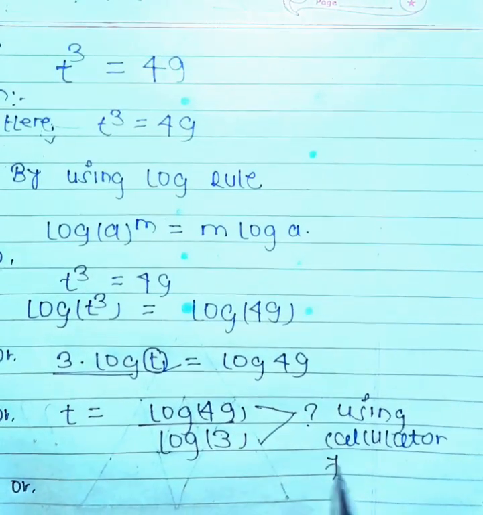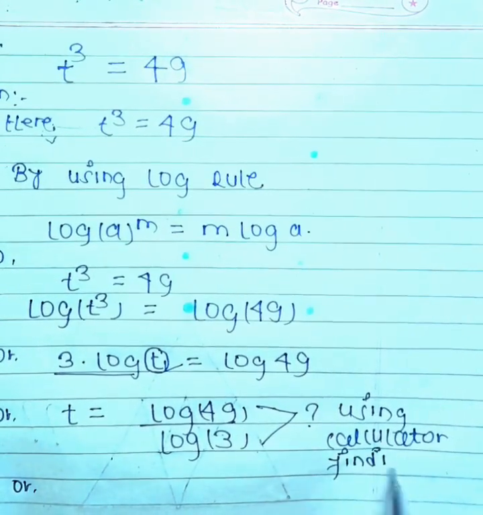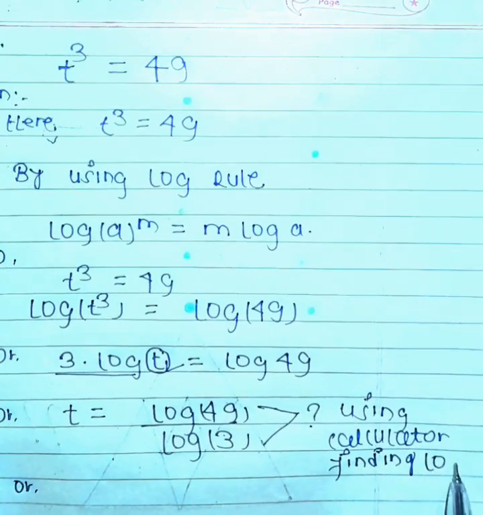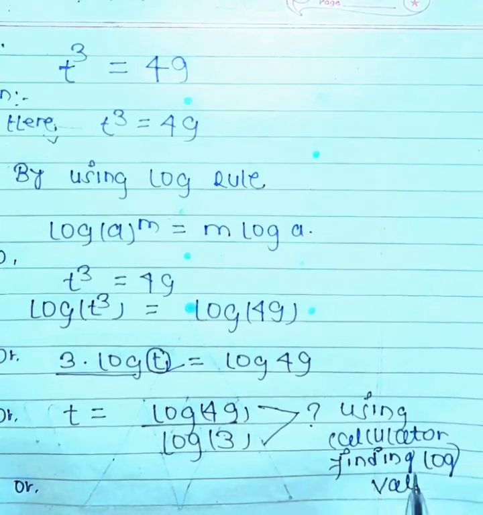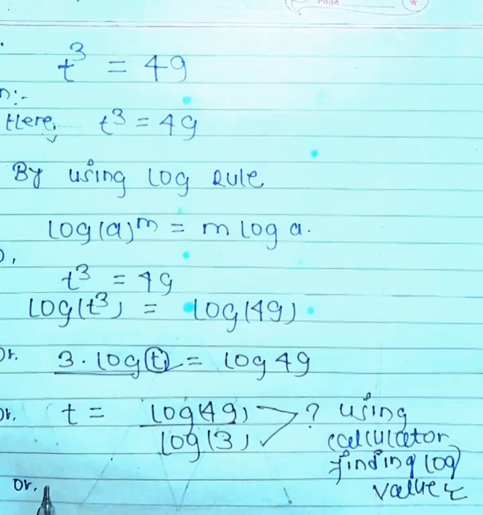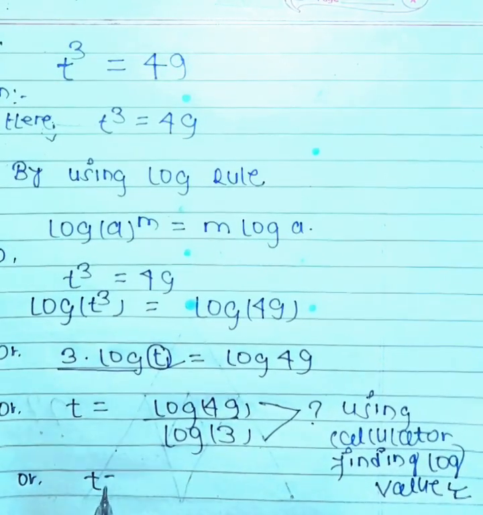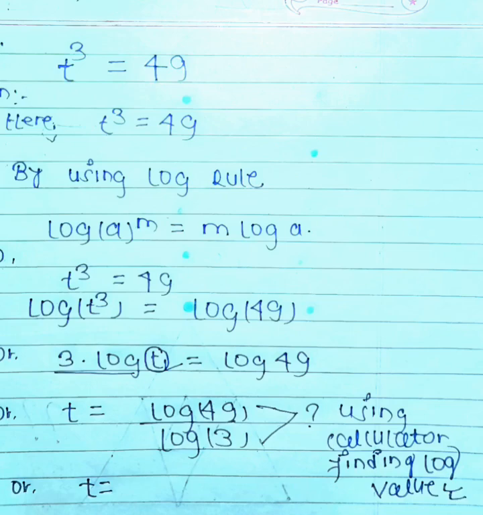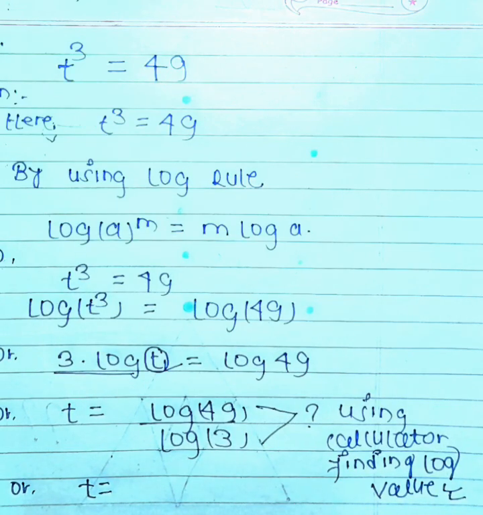= 1.6902 / 0.4771 ≈ 3.54. Therefore, t ≈ 3.54.